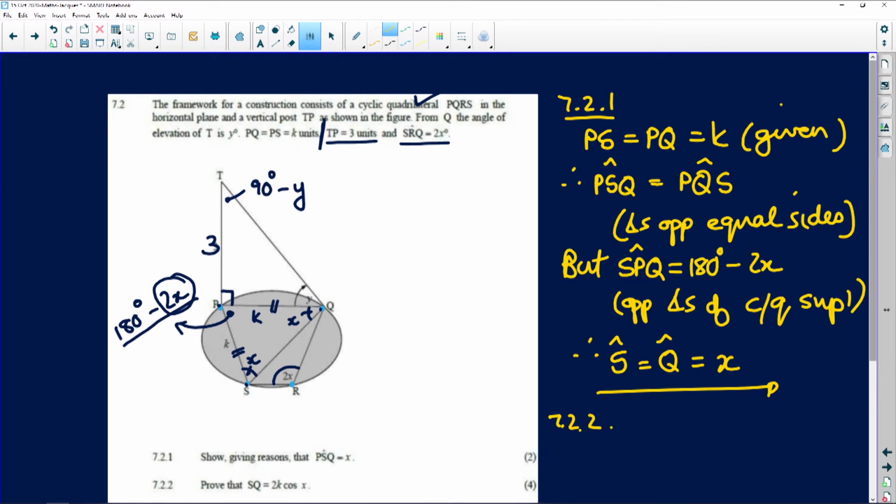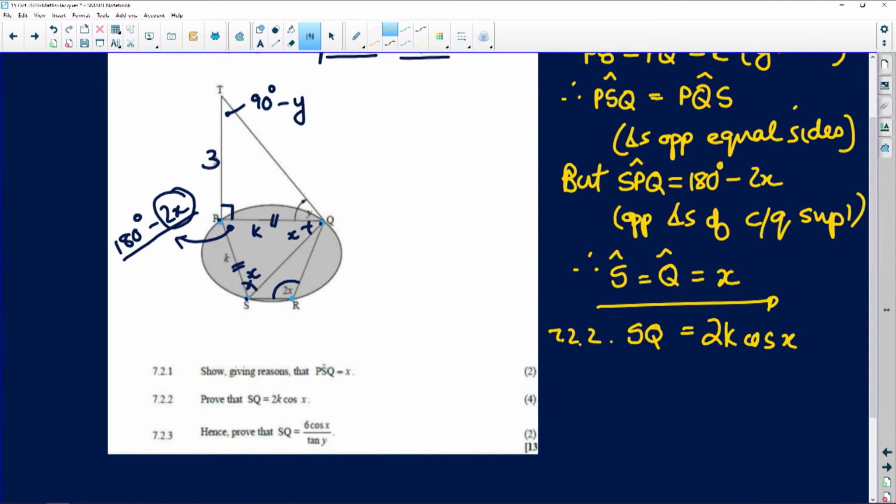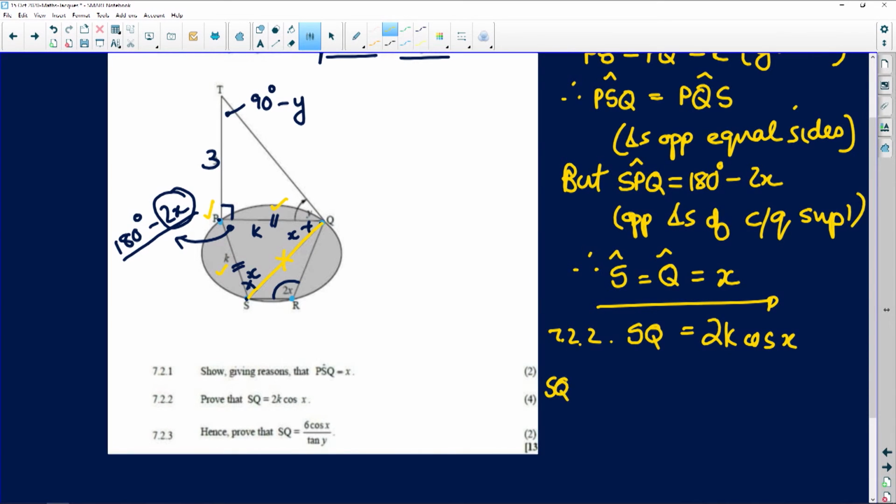7.2.2 for 4 marks. We've got to show that SQ is 2K cos x. Okay, so now let's see. SQ is this side on our diagram. I have those two sides. I have the opposite angle, and I want this here. So yes, I think let us go for the cosine law. Let's see if the cosine law works. Cosine law works with sides and the included angle, and that's what we've got. So we're going to start, we're going to say, okay, SQ squared is equal to K squared over here.